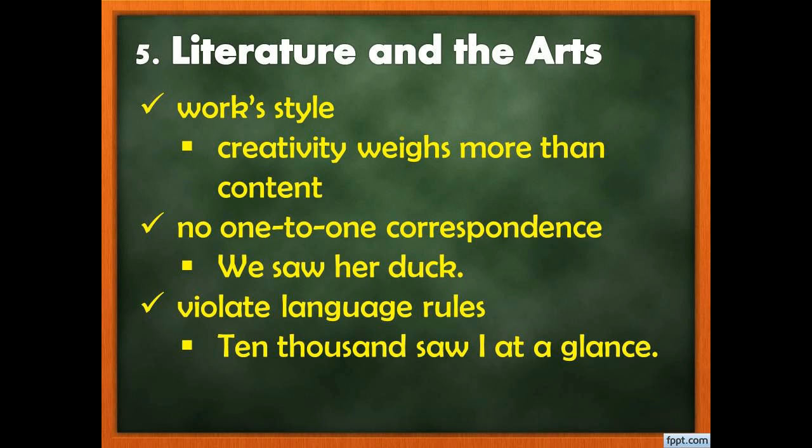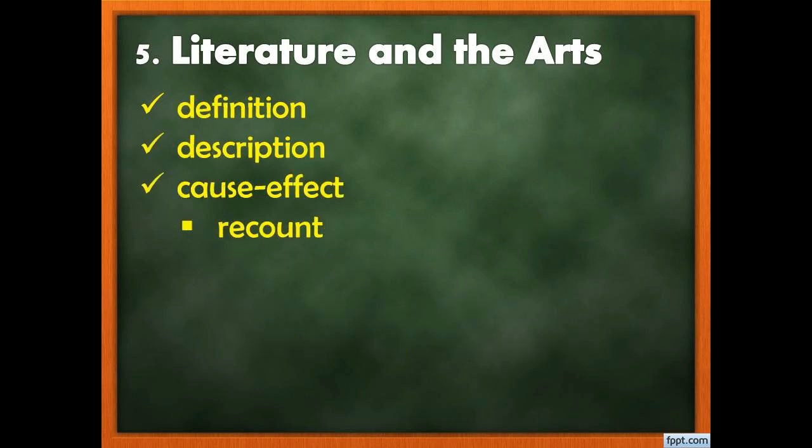And lastly, it violates language rules. In poetry, we have what we call poetic license, which lets poets disregard standard patterns. As an example, we have a line from William Wordsworth, "I wandered lonely as a cloud," which says, 10,000 saw I at a glance. In standard grammar, this is wrong, but in literature, this is accepted.